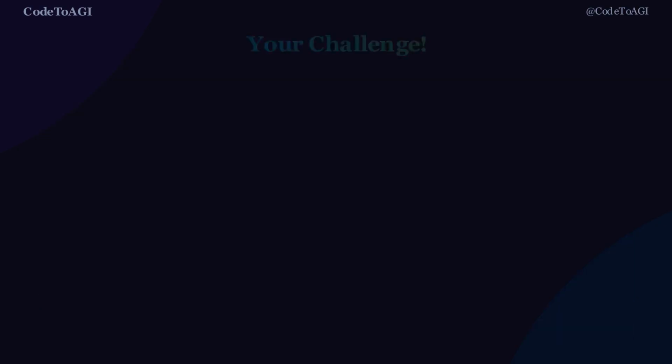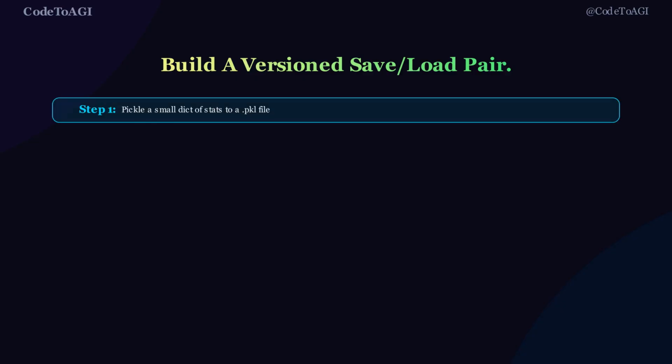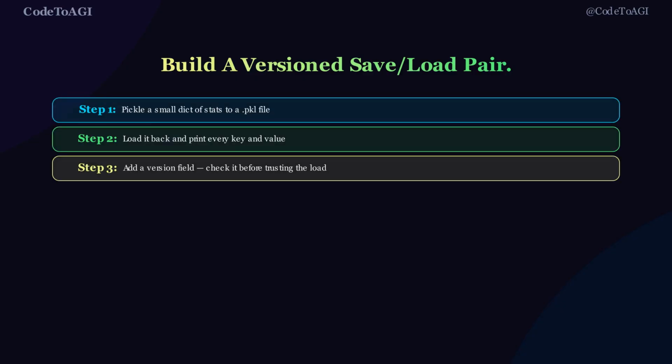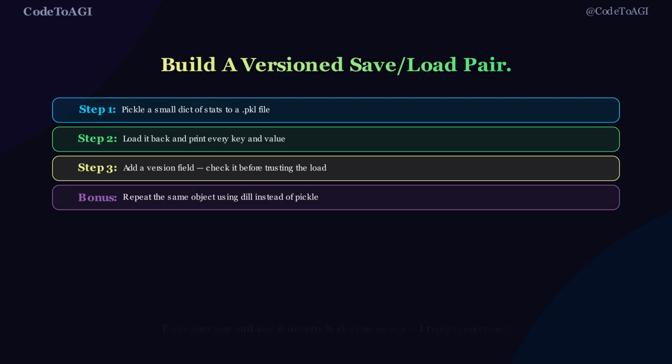Your challenge. Write a save and load pair for a small dictionary of stats. Step 1, use pickle to dump it to a .pkl file. Step 2, load it back and print every key. Step 3, add a version field and check it on load. Bonus, try the same object with dill instead of pickle.